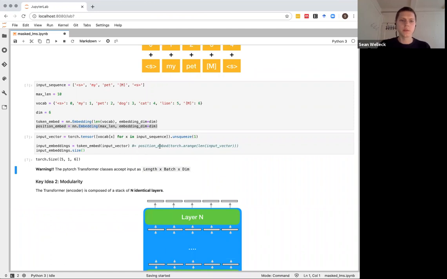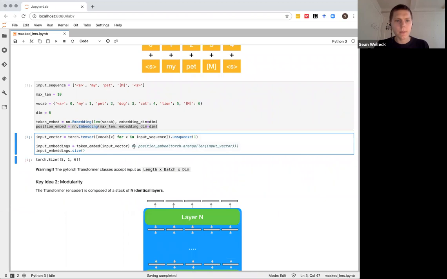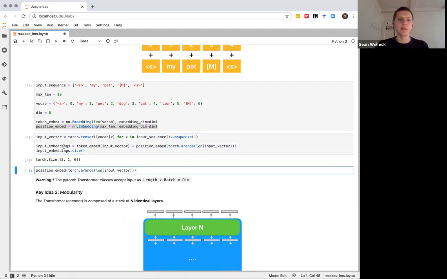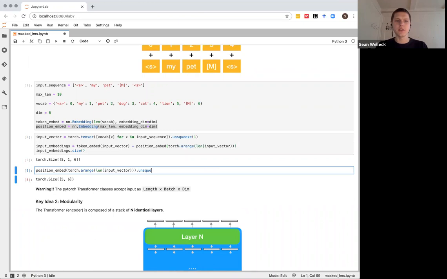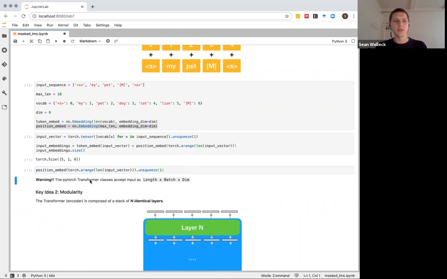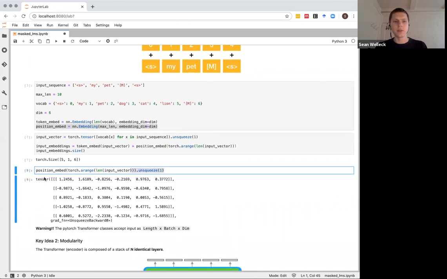Okay, so it looks like something is happening when we do this addition. Sorry about this, but I guess you're seeing how you would debug this. So this is of size 5, 6. Okay, so we can see that we have to do this unsqueeze here. Now these two dimensions match.